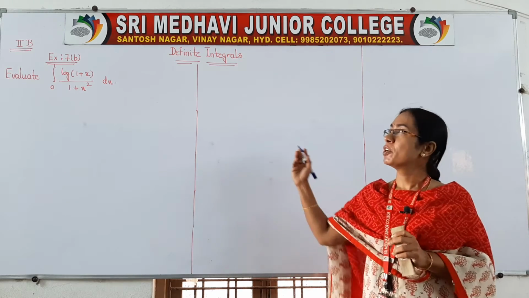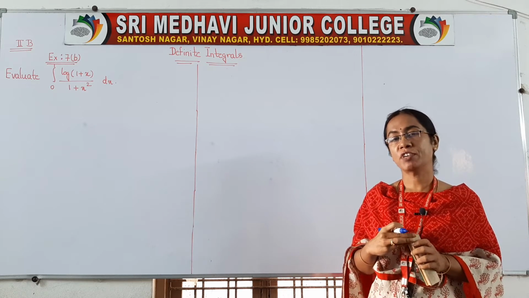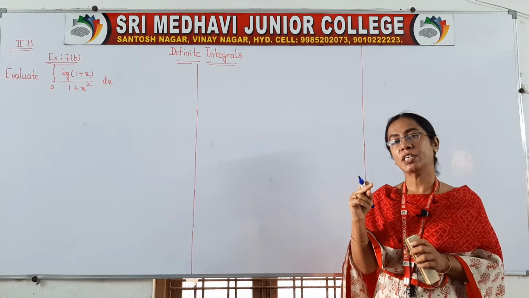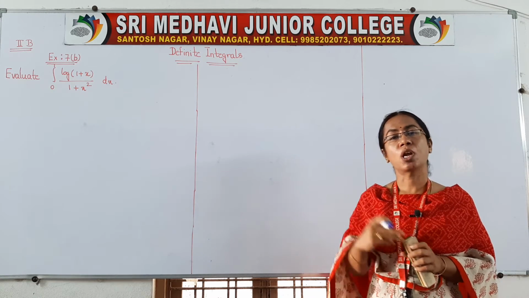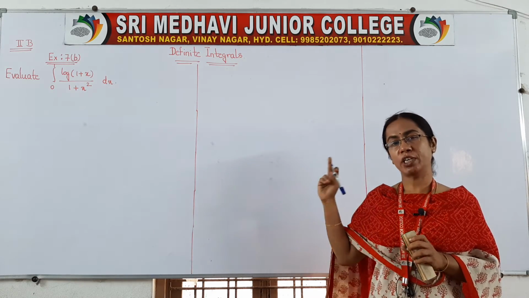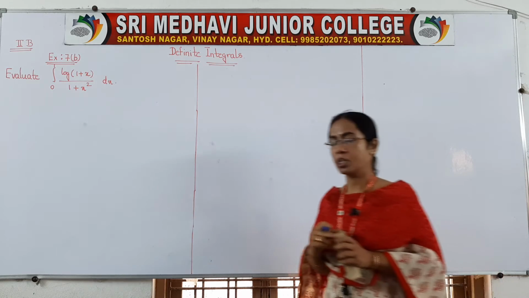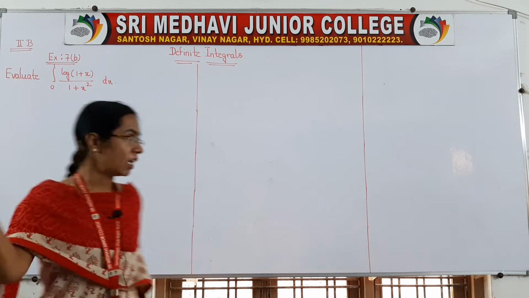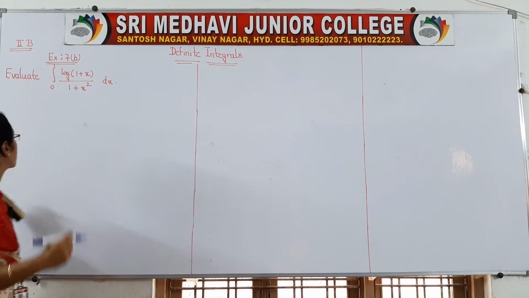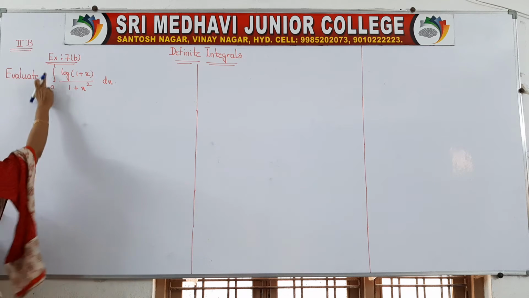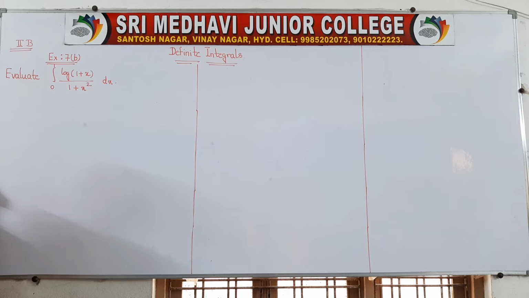So we will do some more problems from definite integrals. From the definite integrals you are going to get two long questions. Today we will deal with a long question. Okay. So what is that long question? Observe carefully. Evaluate the integral from 0 to 1 of log of (1 plus x) by (1 plus x square) dx.